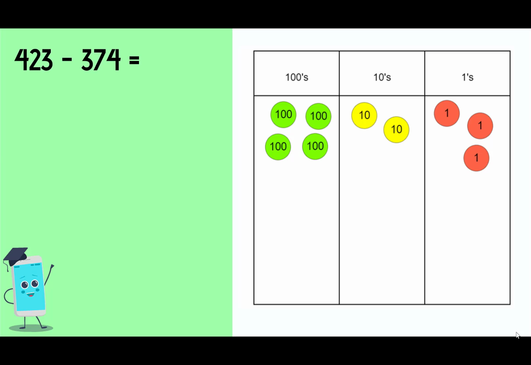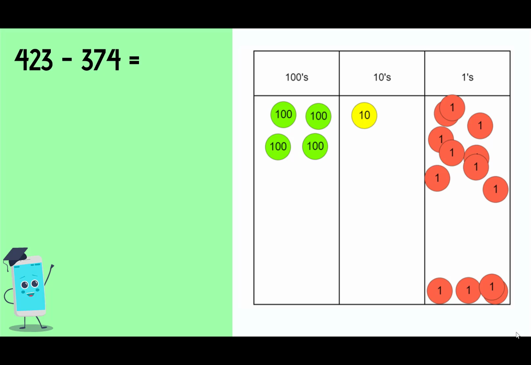Straight away I can see I don't have enough ones in my ones column, so I'm going to need to borrow from my tens. So I'm going to take 1 tens counter and swap that for 10 ones counters. And now I have enough to take 4 away. 1, 2, 3, 4. I'm going to move these up.